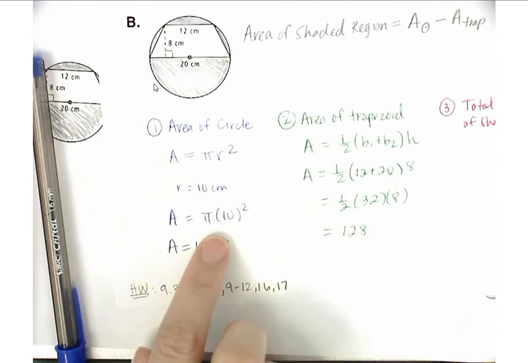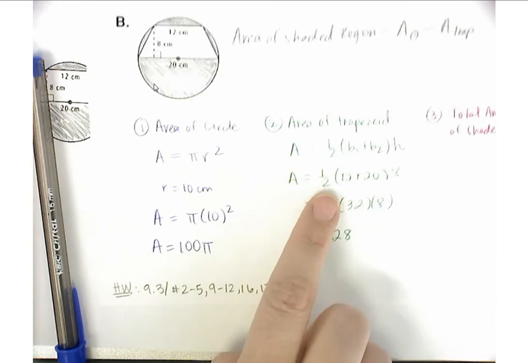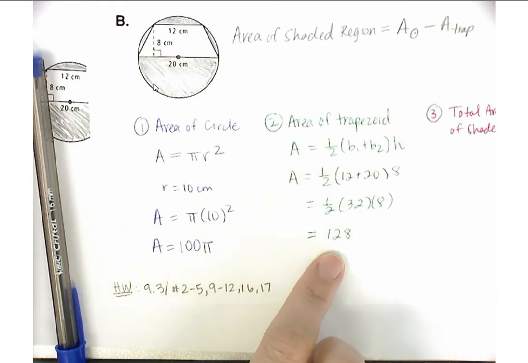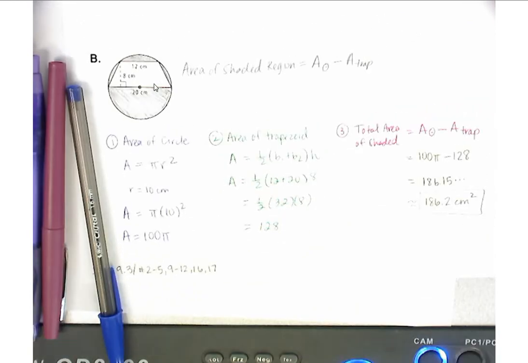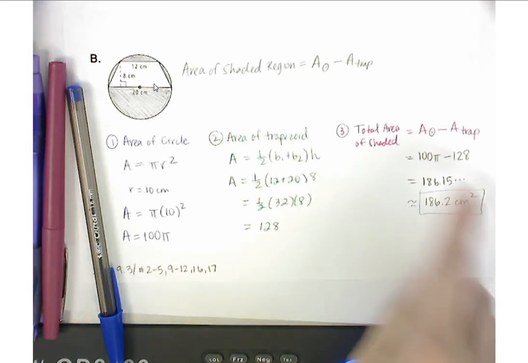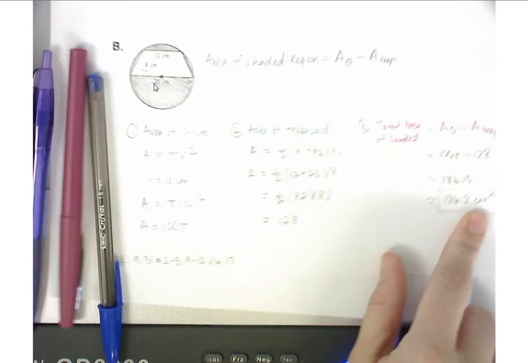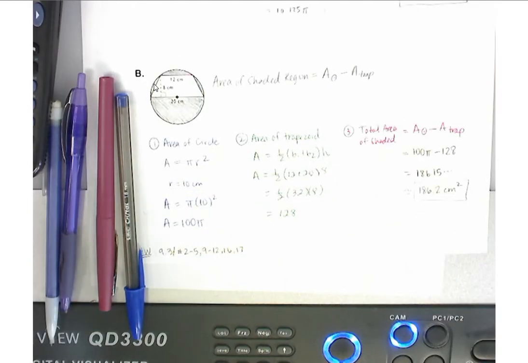So your area of the circle was 100 pi. The area of the trapezoid was 128. So then when you subtract 100 pi minus 128, you got 186.15. But remember, the direction said to round to what? The tenth. So then that 5 is going to put that up to a 2. And then your unit is going to be centimeters squared.